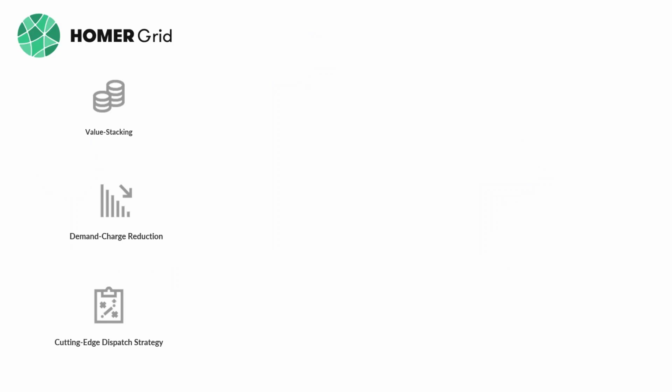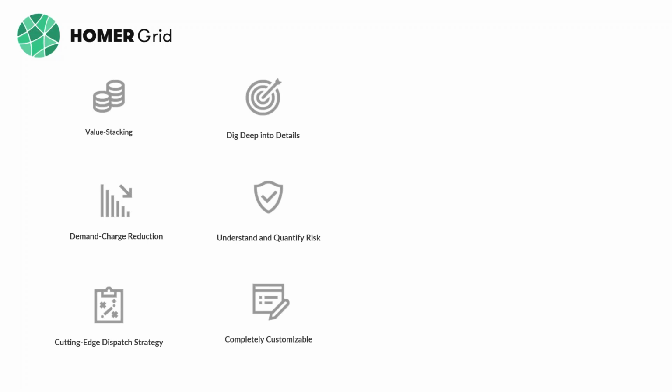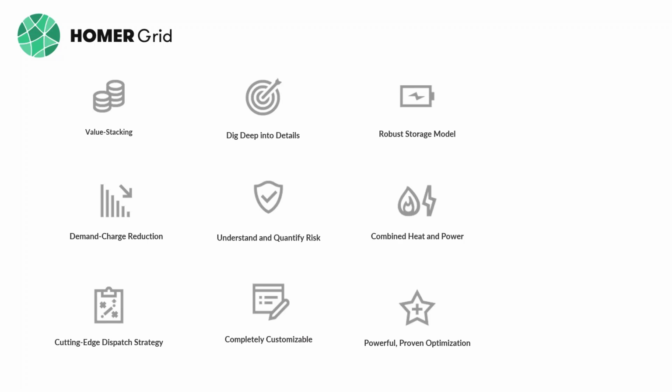And so what we're going to see today within the software is how easy it is to use HOMER Grid quickly. We've tried to make it easy for you to quickly analyze the value streams, including demand charge reduction, with this specific dispatch strategy that HOMER Grid uses. HOMER Grid allows you to completely customize the HOMER model to fit your project, including the ability to define customized components and run sensitivity analyses in order to understand and quantify the risks you're facing.